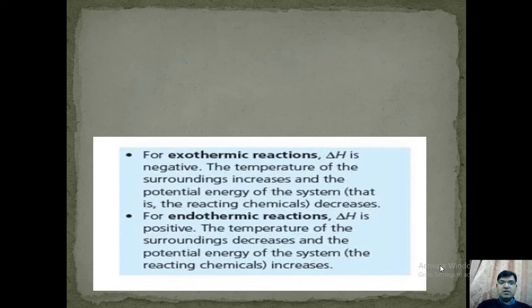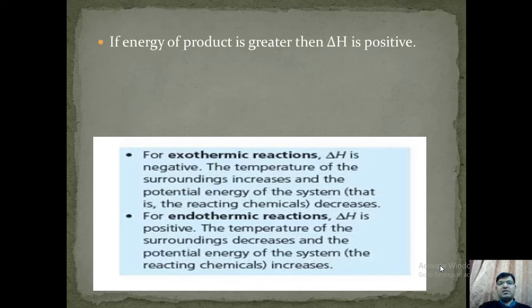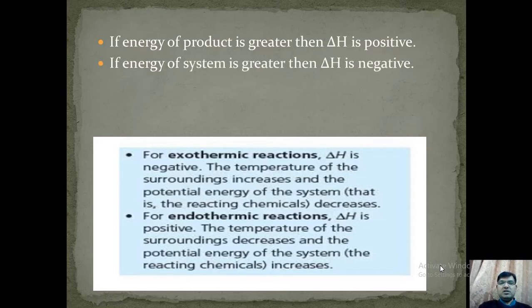There are two terms, exothermic reaction and endothermic reaction. In an exothermic reaction, delta H is negative. The temperature of the surroundings increases and the potential energy of the system, that is the reacting chemicals, decreases. But in an endothermic reaction, delta H is positive. The temperature of the surroundings decreases and the potential energy of the system, the reacting chemicals, increases. So we can say that if the energy of the product is greater, then delta H is positive, while if the energy of the system is greater, then delta H is negative.